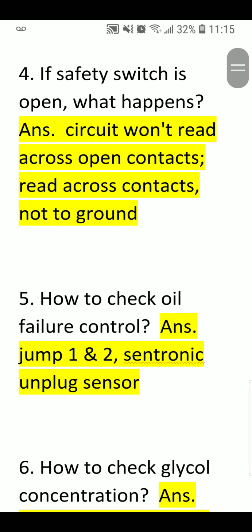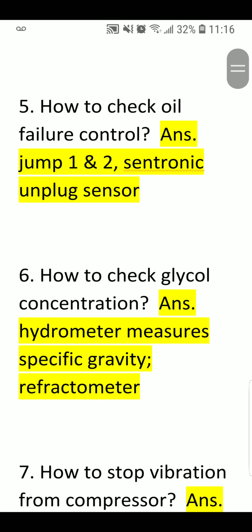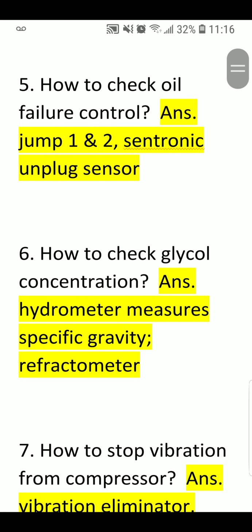Number 4. If safety switch is open, what happens? Answer: circuit won't read across open contacts, read across contacts, not to ground. How to check oil failure control? Answer: jump 1 and 2, centronic unplug sensor.